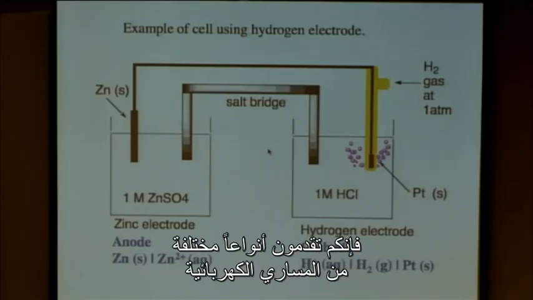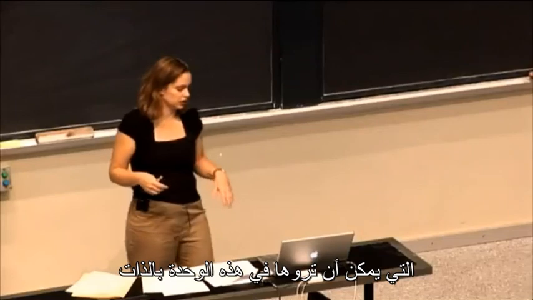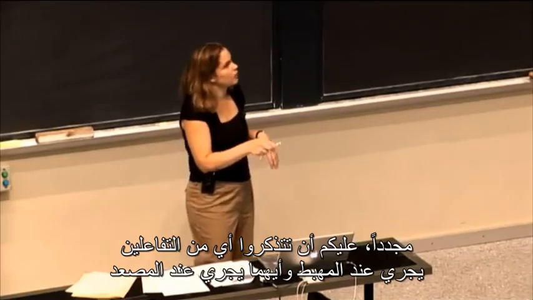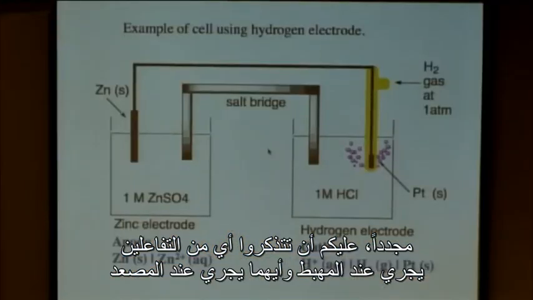So you're just introducing different types of electrodes that you may be seeing in this particular unit. And again, you want to remember what reaction's going on in the cathode and at the anode.